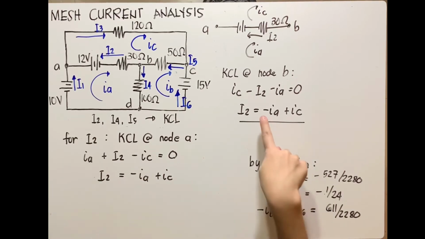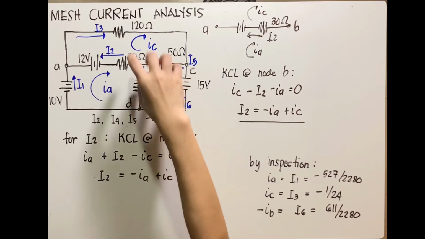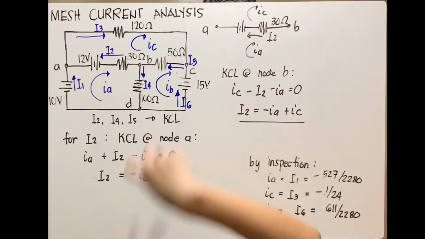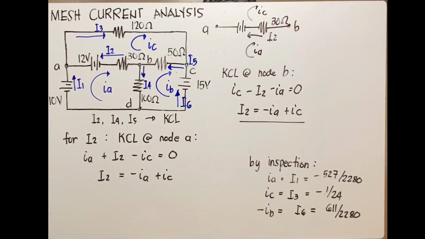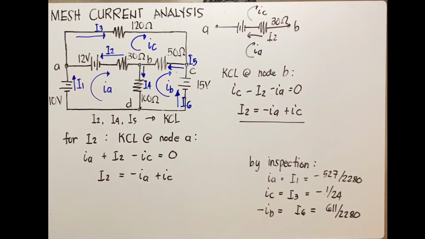So, ibig sabihin, pwede akong mag-KCL sa B, kahit pa nasa middle siya. Kahit pa surrounded siya ng mesh currents. Possible yon. Basta kuhanin mo lang yung branch lang na hinahanapan mo ng branch current at yung mesh currents directly affecting the branch kung saan may nawawala.